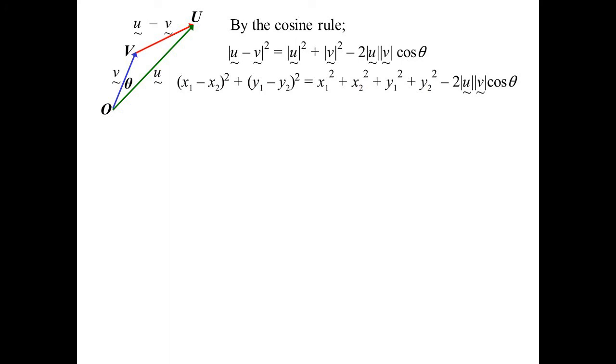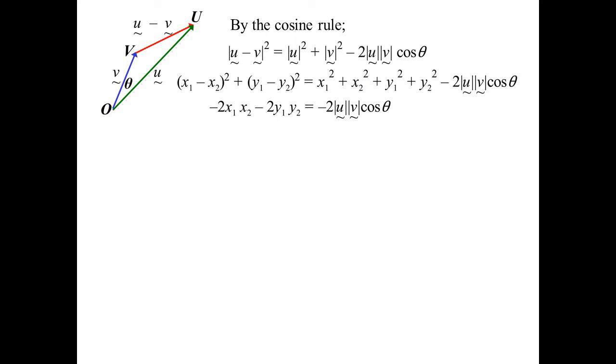And then on the right-hand side, we know that the magnitude of u squared will be x1 squared plus y1 squared, and then the magnitude of v squared would be x2 squared plus y2 squared. Okay, collecting some like terms, and now I can start bringing it together. On the left-hand side, you'll see we have negative 2 x1 x2 minus 2 y1 y2. On the right-hand side, we also have negative 2.